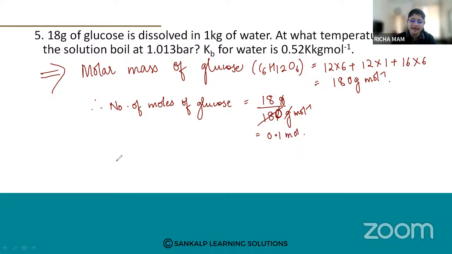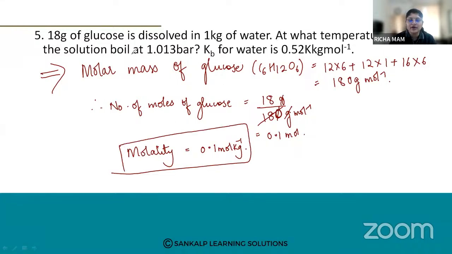Then, what is the molality of the solution? We have calculated the molality. The molality of the solution is 0.1 mole per kg. Because we have found out the concentration of the solution: if you dissolve 18 grams of glucose in 1 kg of solvent, we will get this concentration, that is 0.1 mole per kg. Fine.